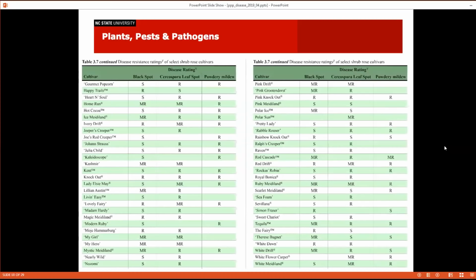So as an example for the rose chapter, here is part of the table listing the different resistances to black spot, cercospora leaf spot, and powdery mildew among some of the rose varieties or cultivars. Notice that not everything, for example, that has the word knockout in it is going to be resistant to black spot. So this is a really useful tool.